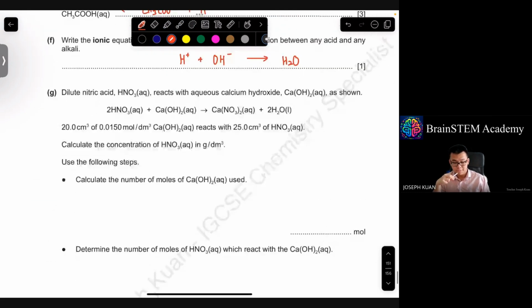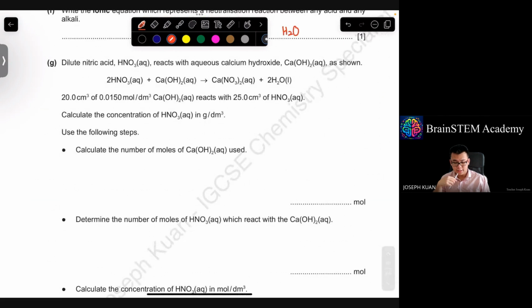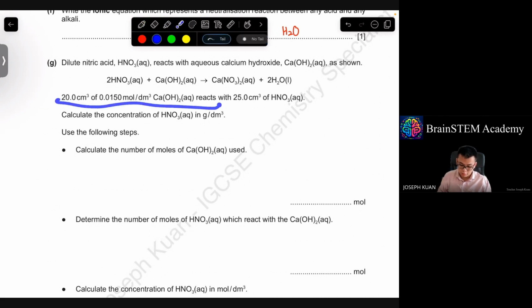Okay, next, dilute nitric acid reacts with aqueous calcium hydroxide as shown. 20 cubic centimeters of 0.015 molar calcium hydroxide reacts with 25 cubic centimeters of nitric acid. Calculate the concentration of nitric acid in gram per cubic decimeters. Calculate the number of moles of calcium hydroxide used.